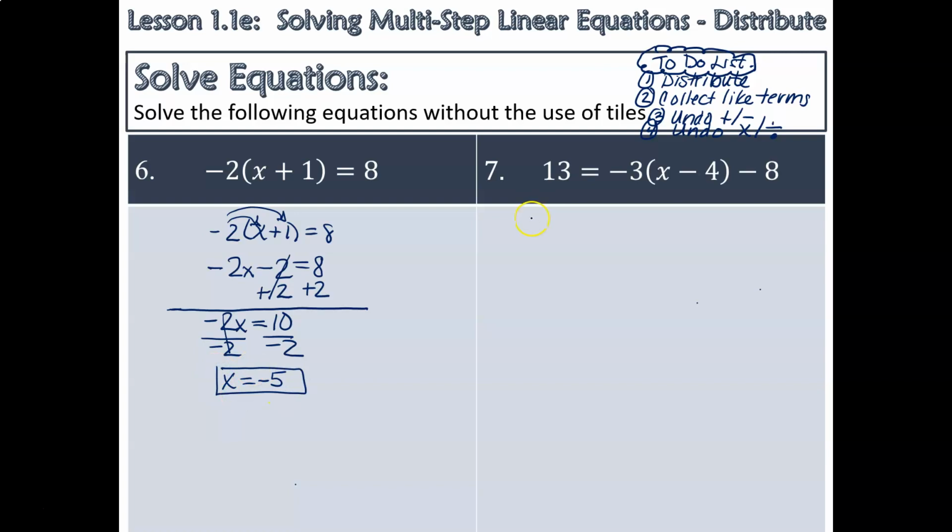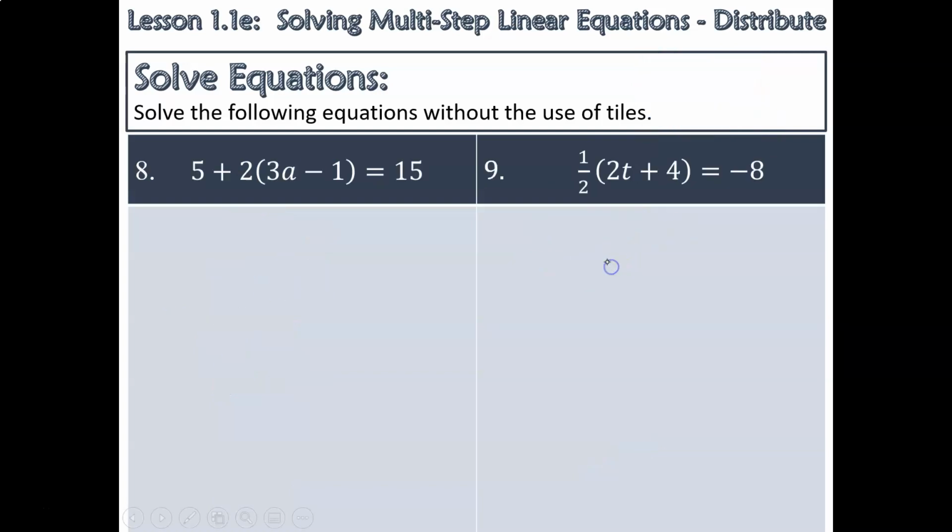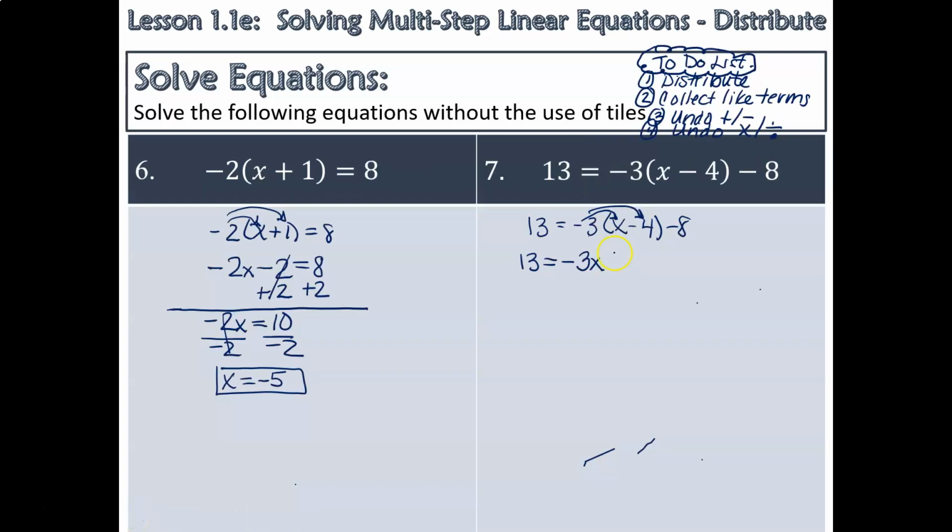Okay, let's go to number 7, please. 13 equals negative 3 quantity x minus 4 minus 8. So my first step is always to distribute. So I have 13 equals negative 3 times x, which is negative 3x. Negative 3 times negative 4, a negative times a negative is a positive. And I'm going to bring that negative 8 down. Make sure you copy everything. That's a common place to make mistakes.